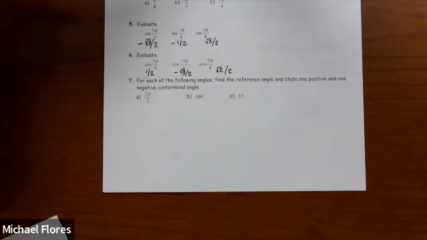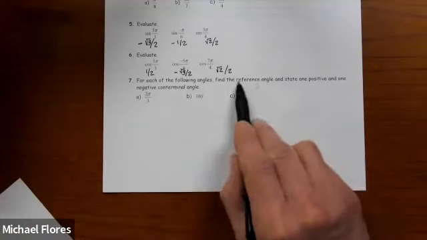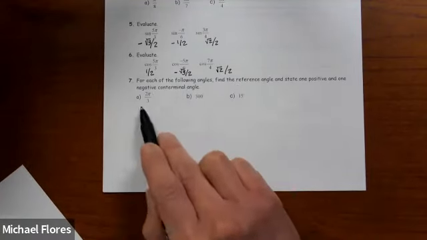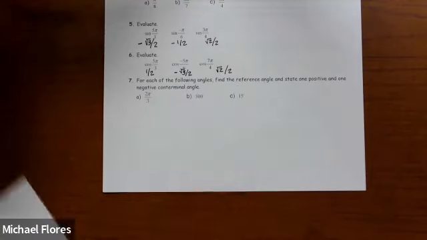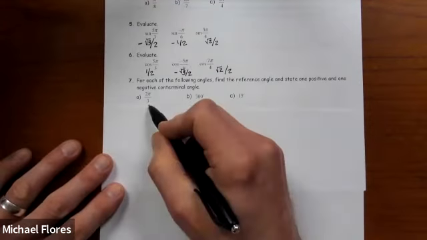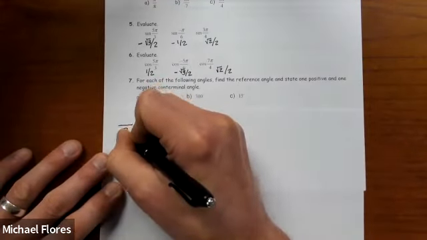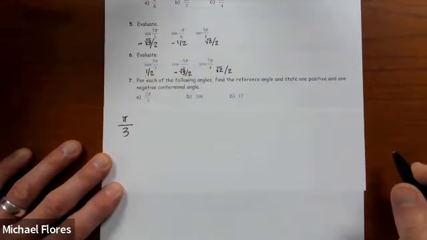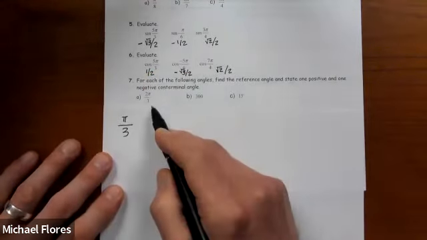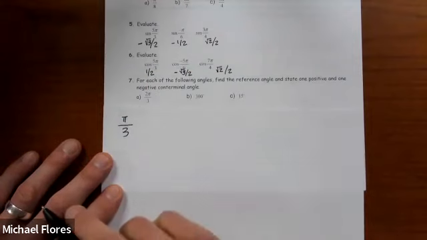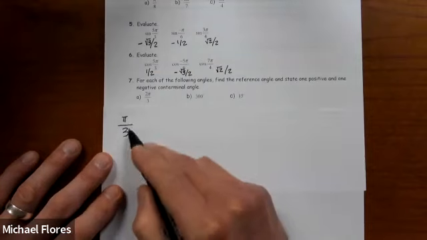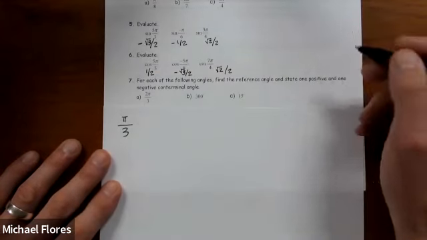For each of the following angles, find the reference angle and state one positive and one negative coterminal. When finding the reference angle, if your angle is in radians, these are the easiest ones to do, because whatever your denominator is, keep the denominator and simply write pi above it. That's it. So your reference angle for 2 pi over 3 is pi over 3. Keep the denominator the same and simply put a pi above it. So that is our reference angle.